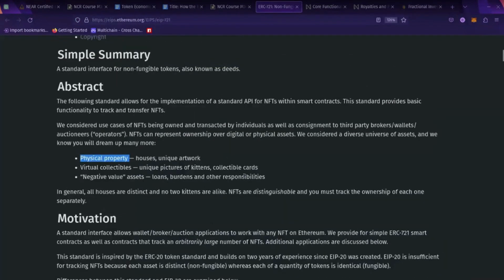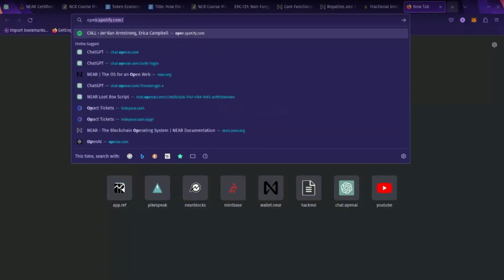And then negative value assets. So for example, Uniswap actually does something similar, where it's not necessarily negative value, but when you deposit liquidity into Uniswap, which is a decentralized exchange on many chains, but starting on Ethereum, they will mint an NFT for you that represents the value of the asset. I'm not sure if I can find that.